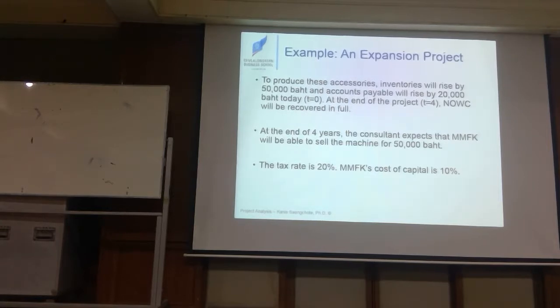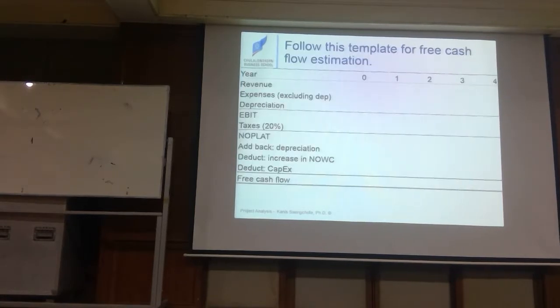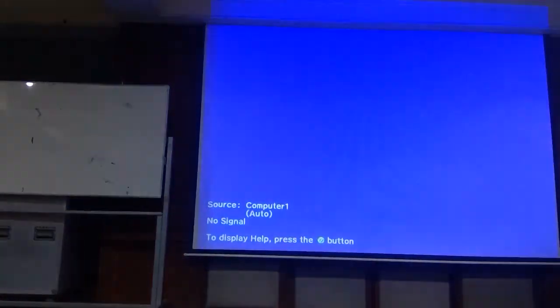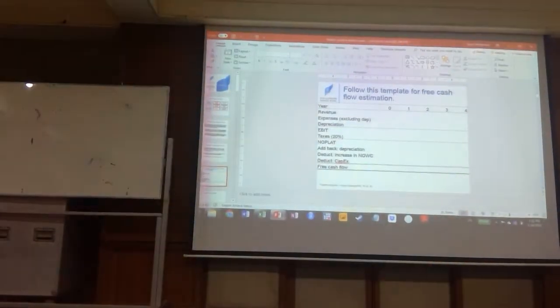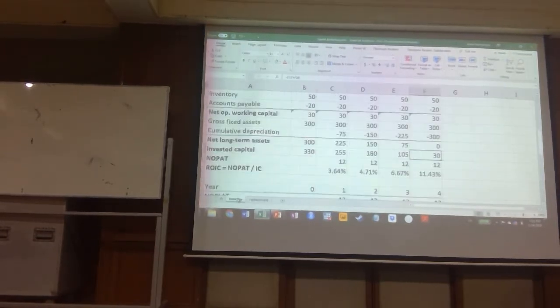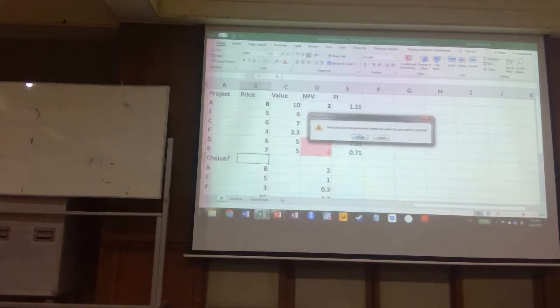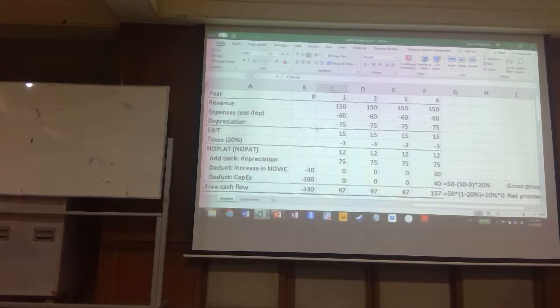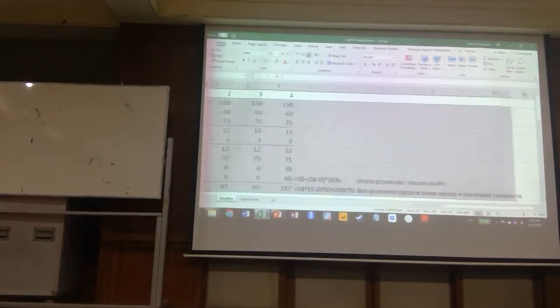At the end, you can also sell the machine for 50,000 baht. Tax rate is 20%, cost of capital is 10%. So let's complete this table together. I'm going to do this exercise in Excel, and I'll upload the sheet to the box for you to audit later as well. So let's do this together. Okay, let me delete all these first and then put these together.